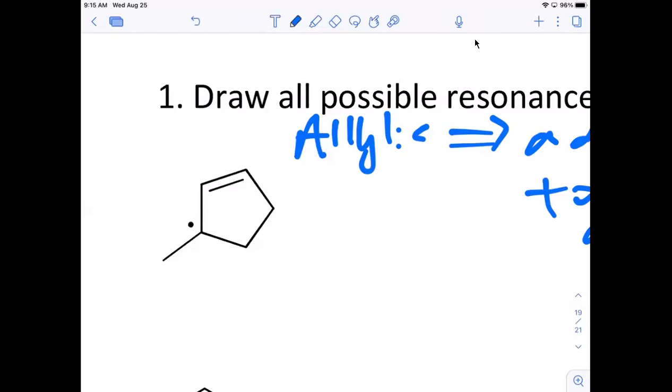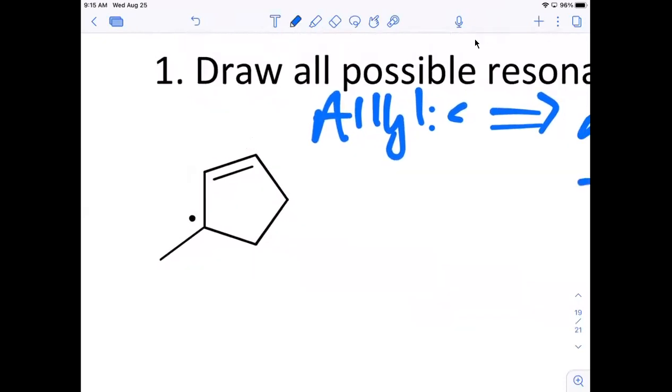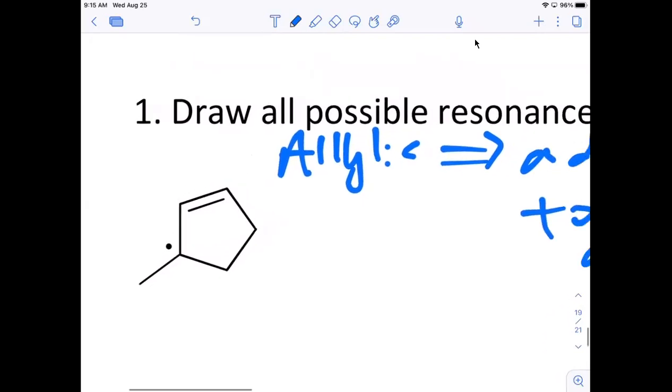The reason I'm doing this first is because this is really one of the key concepts in understanding the process of allylic bromination. Could you make the carbon that's on the outside of the, was this a pentagon? Could you make it a double bond? Yes, but how? Right, we're talking about resonance now.